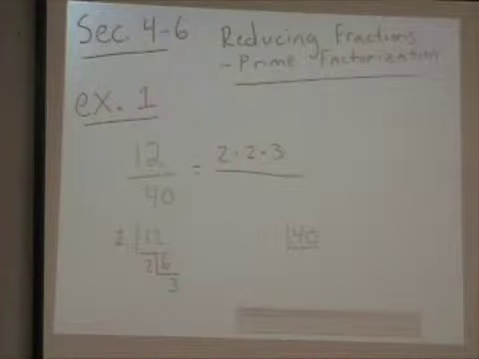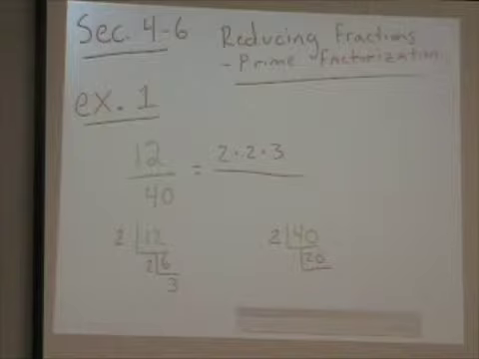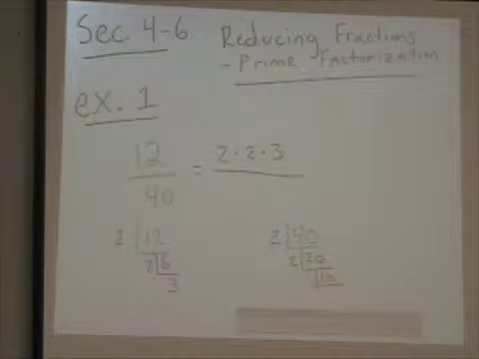To divide into 40, you've got 2 times 20. Now, why do I keep using 2? Because it's even. If it's an even number, 2 will go into it. 2 goes into 20 10 times. 2 goes into 10 5 times. So my prime factorization of 40 was 2 times 2 times 2 times 5.